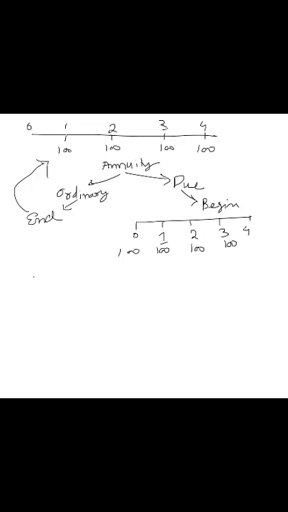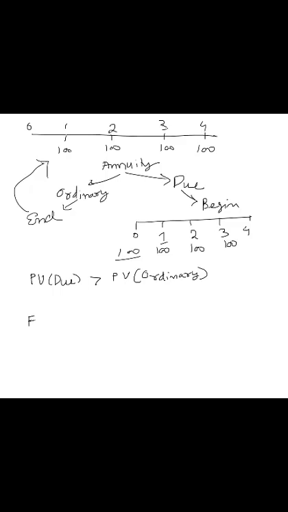So in all cases, the present value of annuity due will always be greater than the present value of ordinary annuity. The reason is very simple: this first payment of $100 which we just saw here, we are not discounting this payment. That's the reason the present value of annuity due is greater than the present value of ordinary annuity.